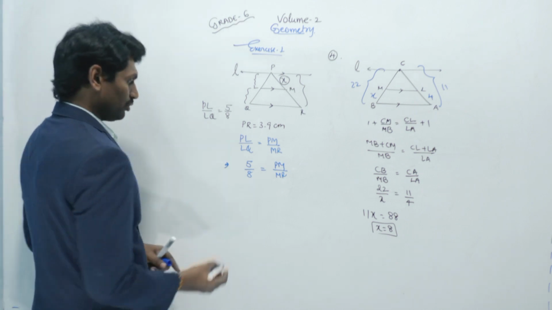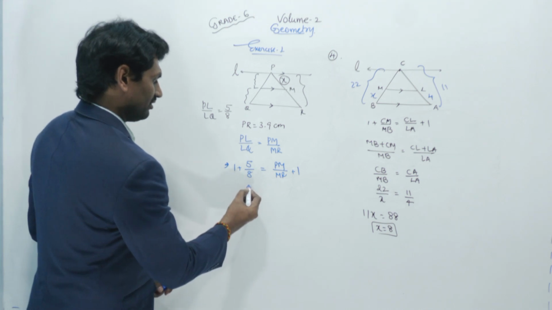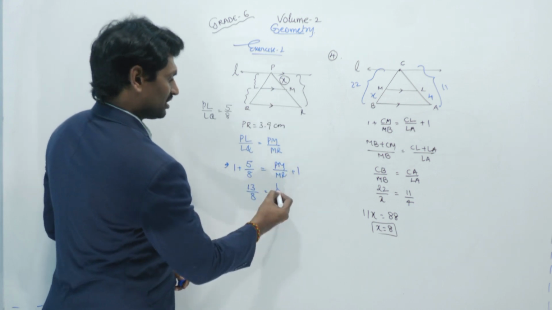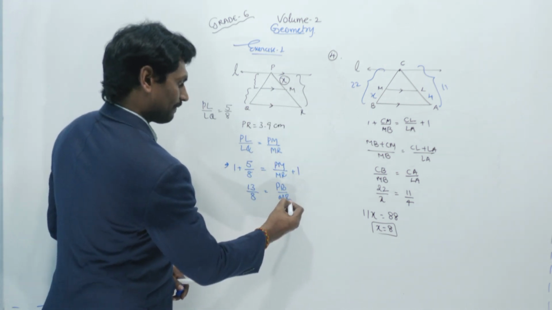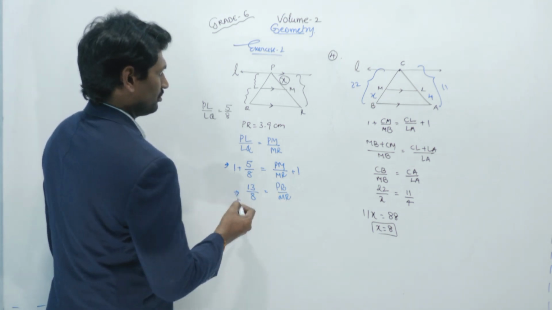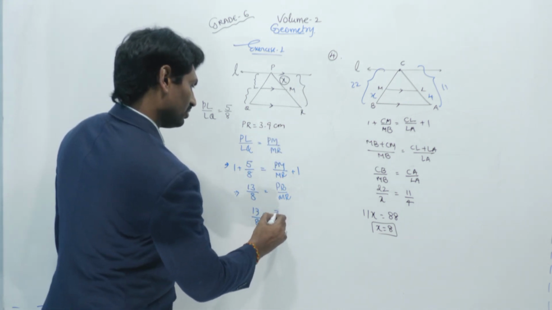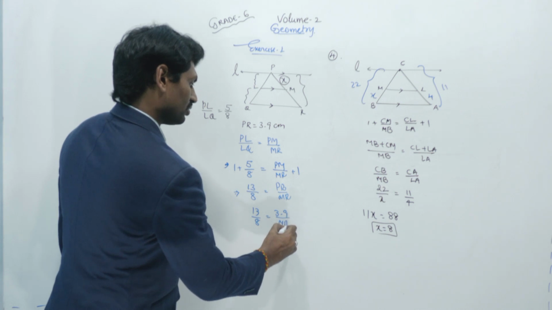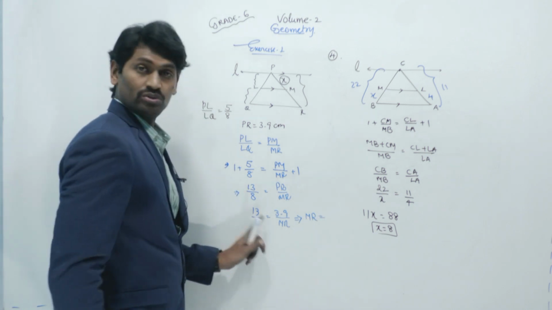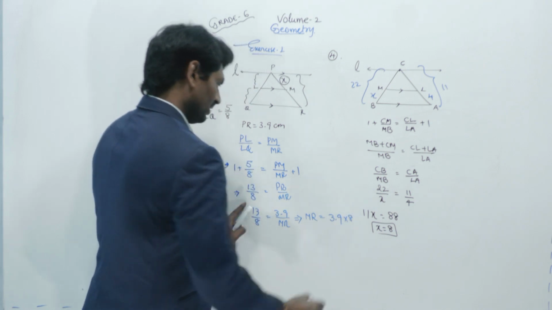Now try to add 1 on both sides. Then it will be (8 plus 5) by 8, 13 by 8, equal to (PM plus MR) by MR. PM plus MR is nothing but PR. Total PR value is 3.9. So 13 by 8 equals 3.9 by MR. Try to simplify this. Do cross multiplication. MR equals 3.9 into 8 by 13.